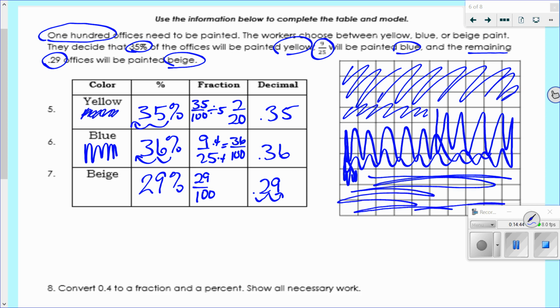And this is also a double check for you. If I don't get all the blocks covered, I did something wrong. So my beige is going sideways.